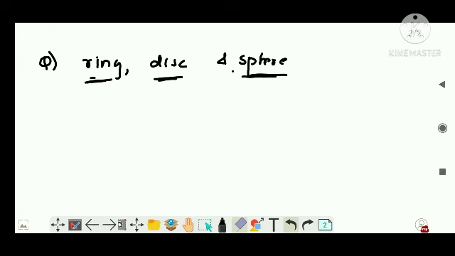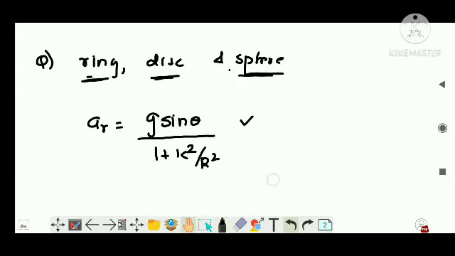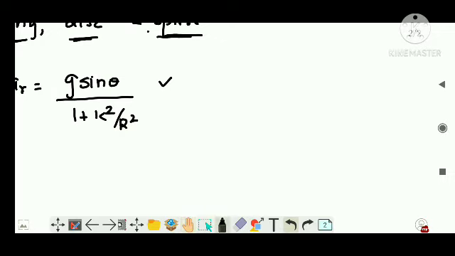If such a question comes up, it is mandatory that you remember the acceleration of a rolling body on reaching the bottom of an inclined plane. You remember that equation, right? a_R is equal to g sin theta divided by 1 plus k squared by R squared. This is what I have taught. If someone asks you how this equation came up, that also I can explain.